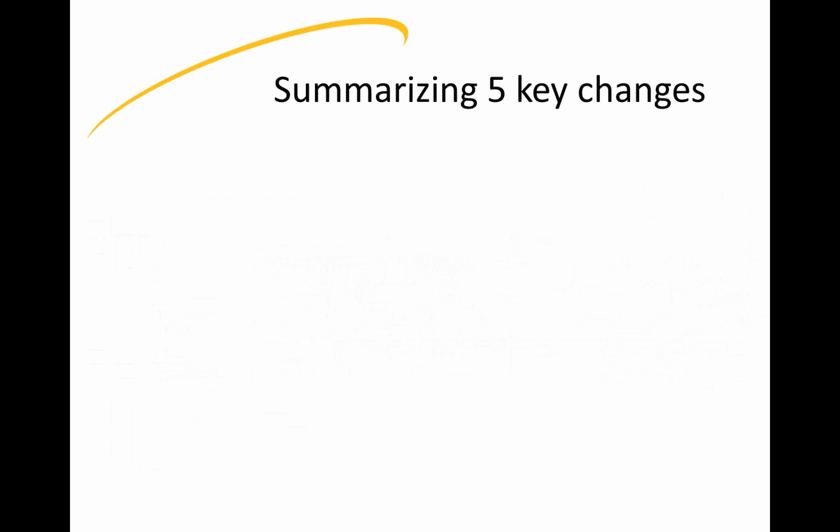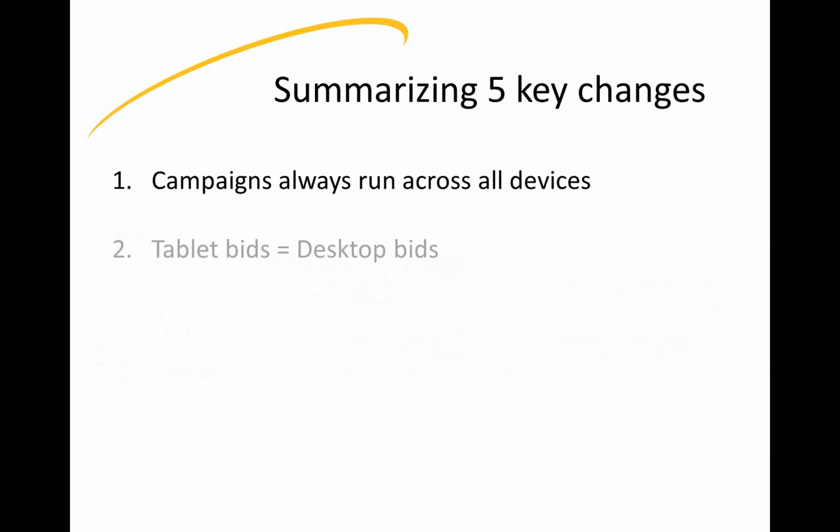So to summarize, five important changes in this area of enhanced campaigns. One, your campaigns are always going to be set to run across all devices now. Before, you had the option to choose whether you wanted to advertise on desktops, tablets, mobile devices, etc. Now you're going to be running on all devices, but you can adjust your bids on those devices. Two, tablet bids are going to be treated exactly the same as laptop or desktop bids.